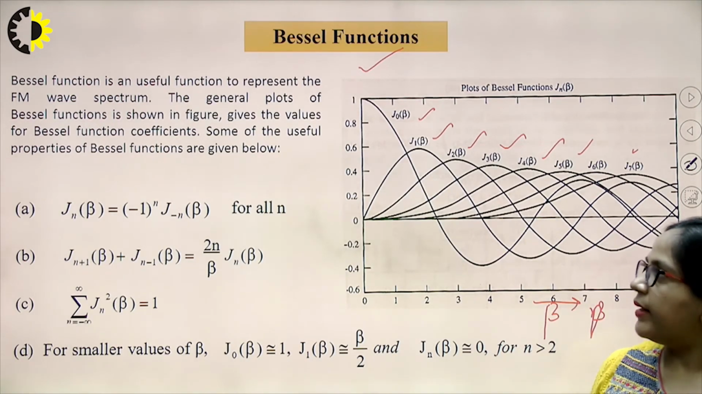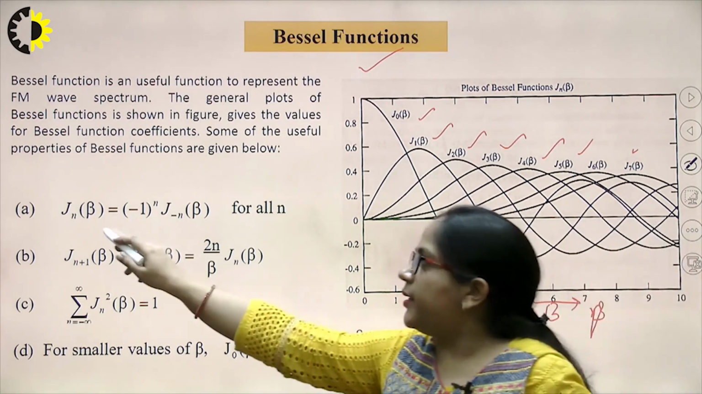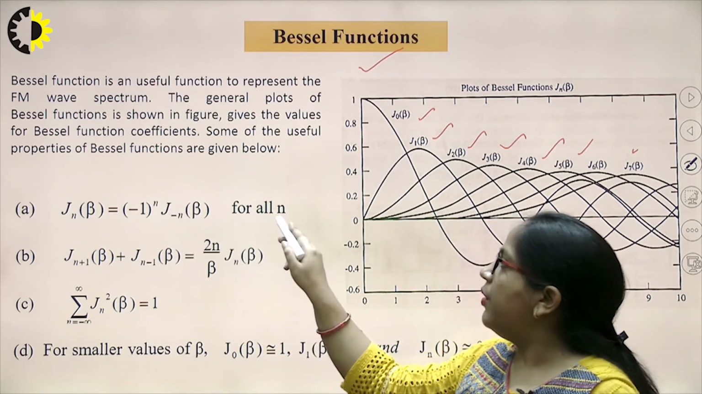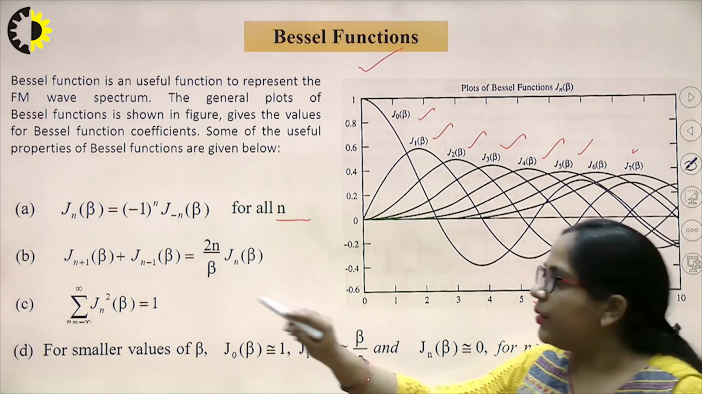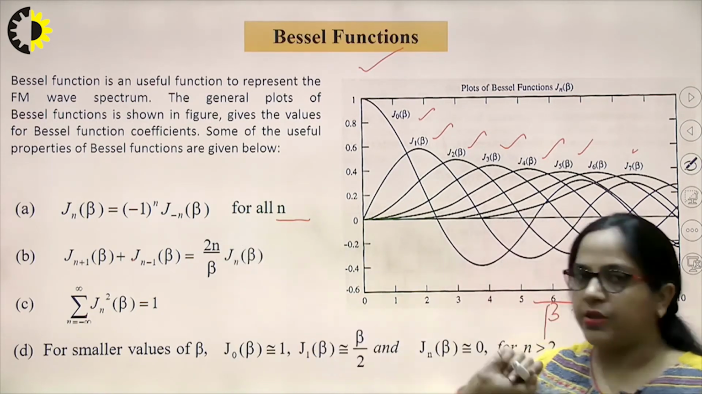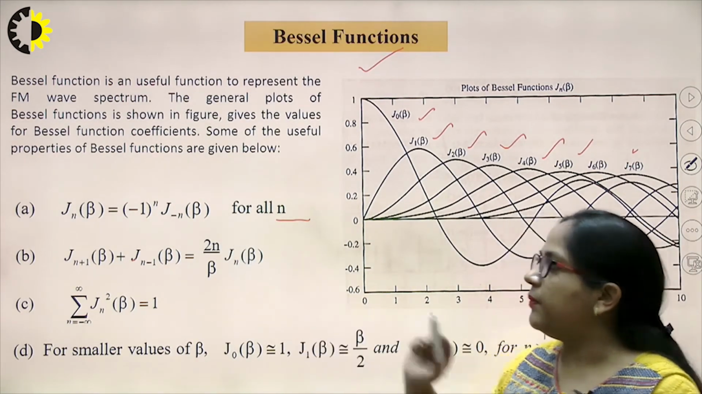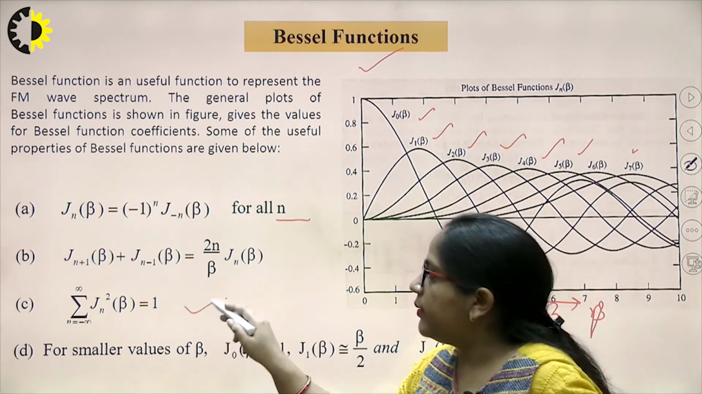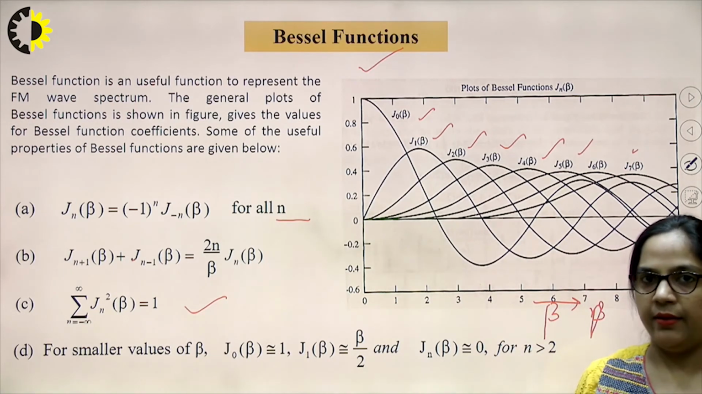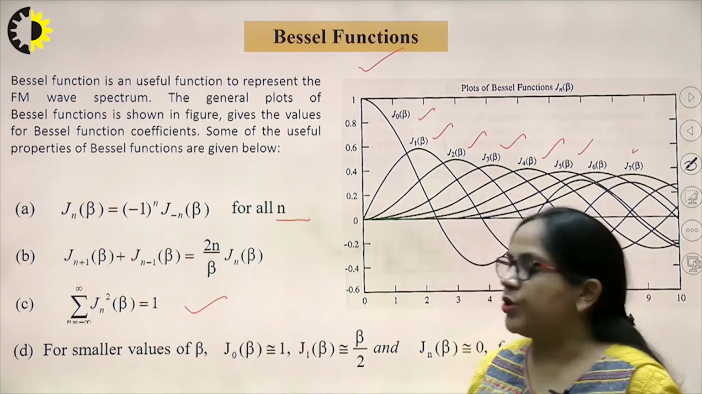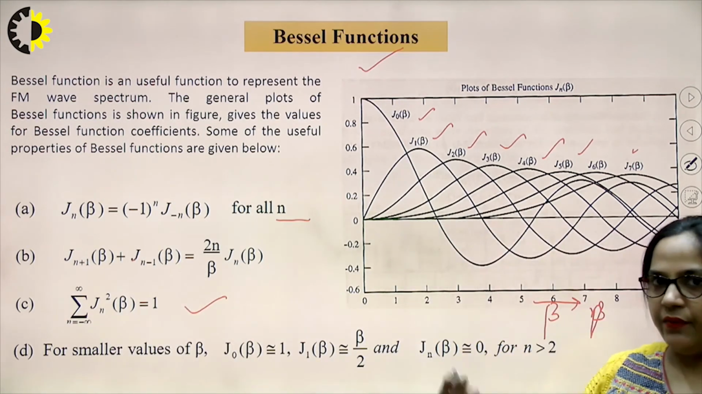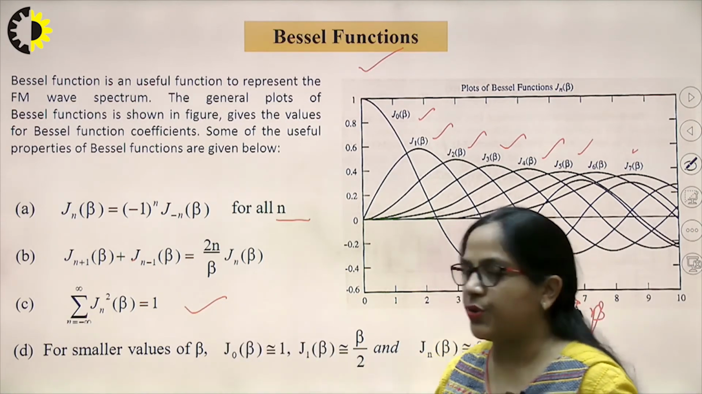of our sidebands we are getting in case of frequency modulation. The first property: Jn beta is equal to minus 1 raised to the power n, J of minus n beta, for all values of n. The second property: J of n plus 1 beta plus J of n minus 1 beta is equal to twice of n by beta, Jn beta. The third property: the summation of n from minus infinity to infinity, the square of Jn beta, is equal to 1. For all the values of n from minus infinity to plus infinity, the sum of the squares of Jn beta will always be equal to 1.